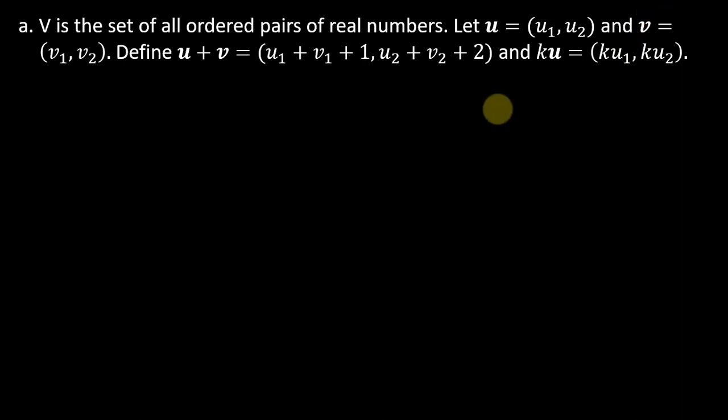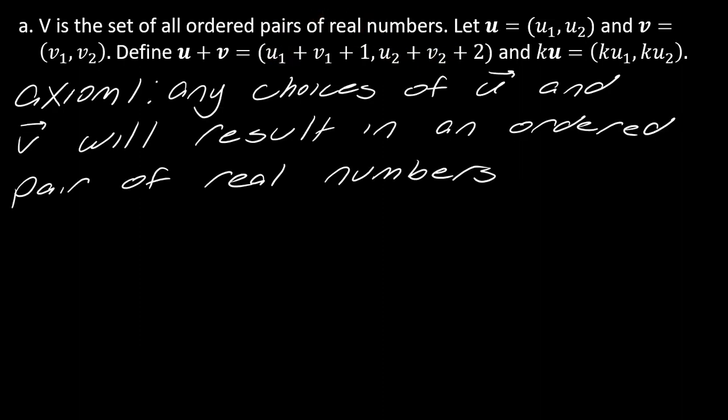So just taking a look at this right here, U1 plus V1 plus 1, there's nothing that I can put in here that is not going to result in a real number. Same thing with this, U2 plus V2 plus 2. There's no choice of U and V that when you add the three together, you're not going to end up with a real number. So axiom 1 is closed under addition because any choices of U and V will result in an ordered pair of real numbers.